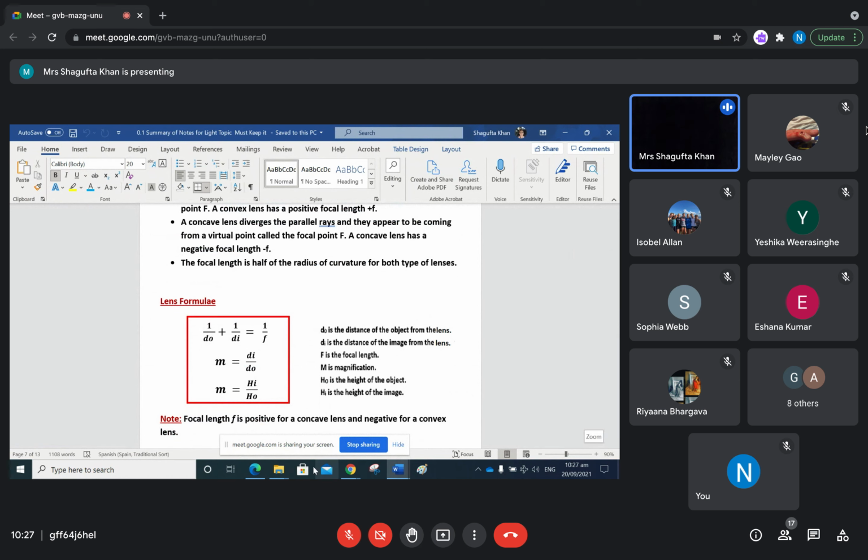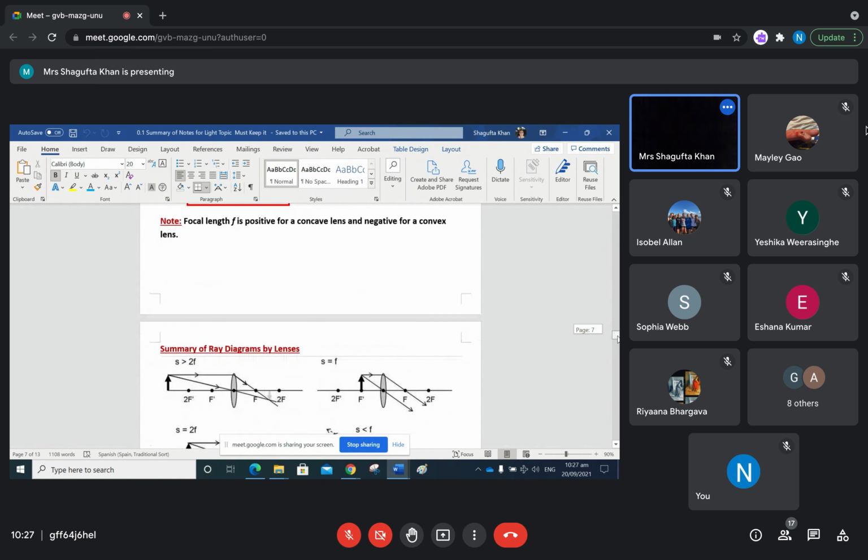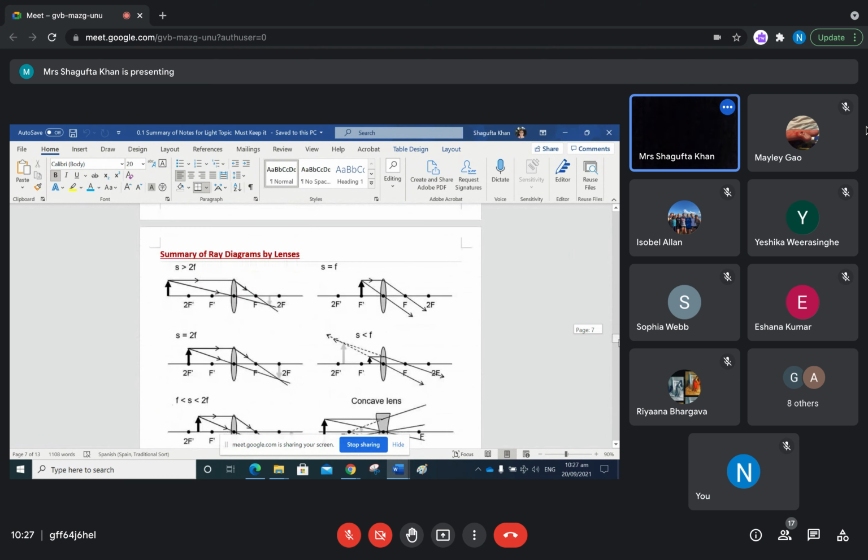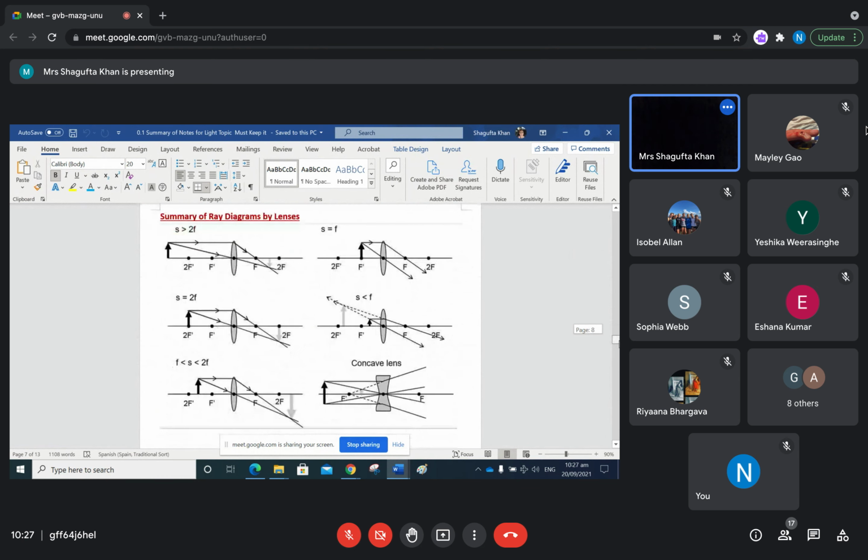But you have to remember that focal length is positive for a convex lens and negative for a concave lens. Now, these are just some ray diagrams.